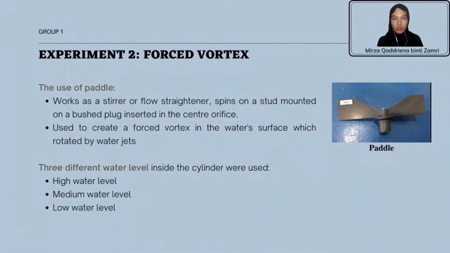This was because in order to create forced vortex flow, an external torque such as rotating motion, known as a paddle, was required to rotate the fluid mass. In this experiment, 3 different water levels inside the cylinder were used, such as high, medium, and low water level. The 3 different water levels gave different results on height from top of measuring gauge to bridge and LPM. The profile of forced vortex was determined using a bridge piece with the measuring needles.